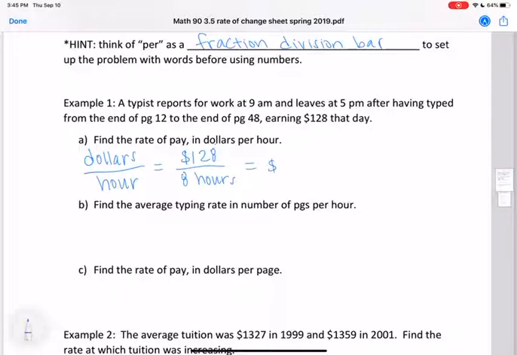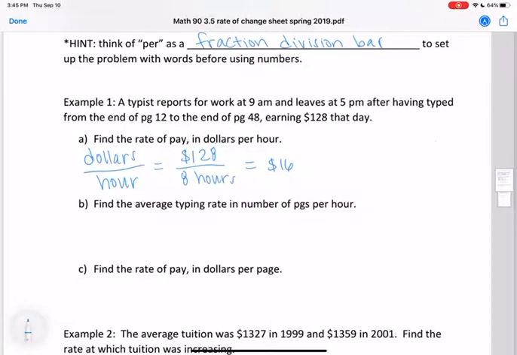A lot of people just leave it as $16. Don't do that, okay? Because it's a rate, so it has to be a ratio. So label it as $16 per hour. Okay, so make sure you label. Some people prefer to label a teensy bit different, and it's exactly the same to me. I'll read it to you the same: 16 per hour. If you would rather do something like that, I'm fine with that. Whatever makes you most comfortable.